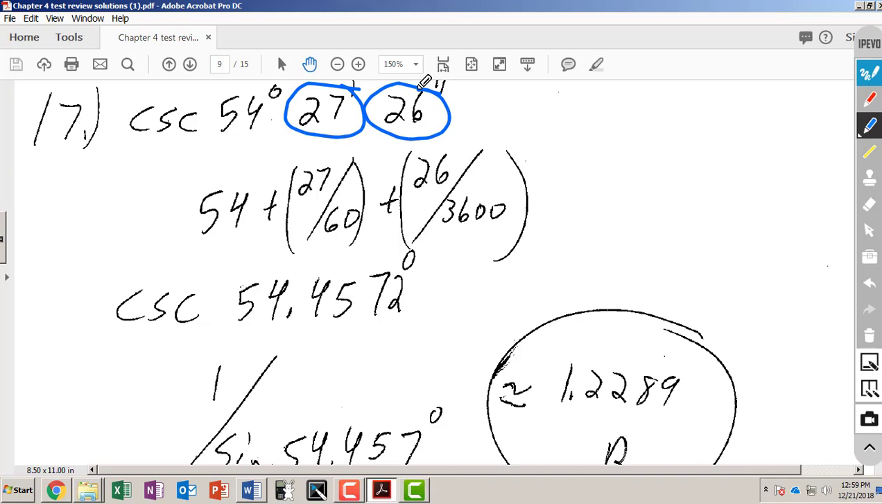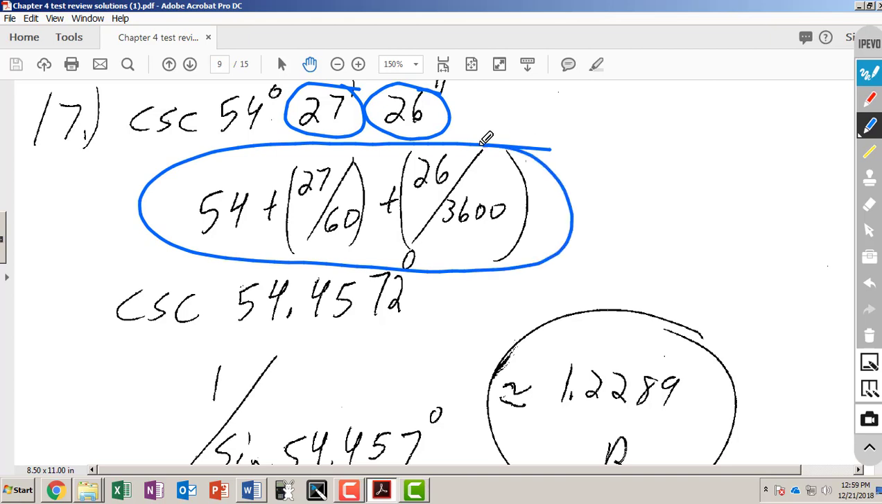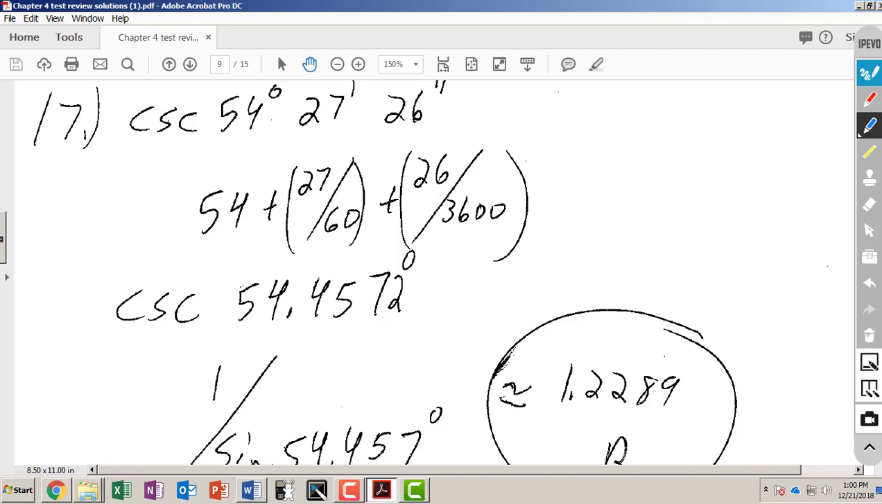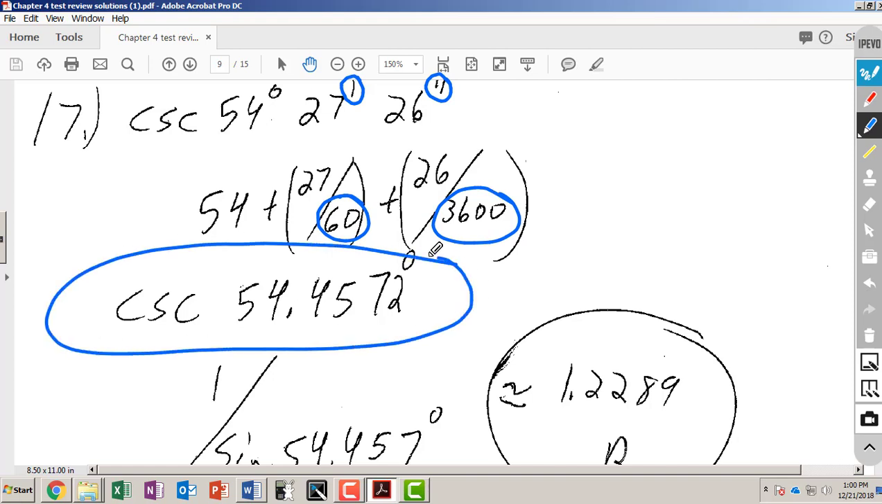So the easiest way to do this is just type into your calculator 54 plus, now remember that minutes means that this is based on the clock. And so to convert that to a decimal, I have to divide it by 60. This means minutes, and this means seconds. So I have to divide that by how many seconds are in an hour, which is 3,600. So when you type that into your calculator, you're going to get this right here, 54.4572.